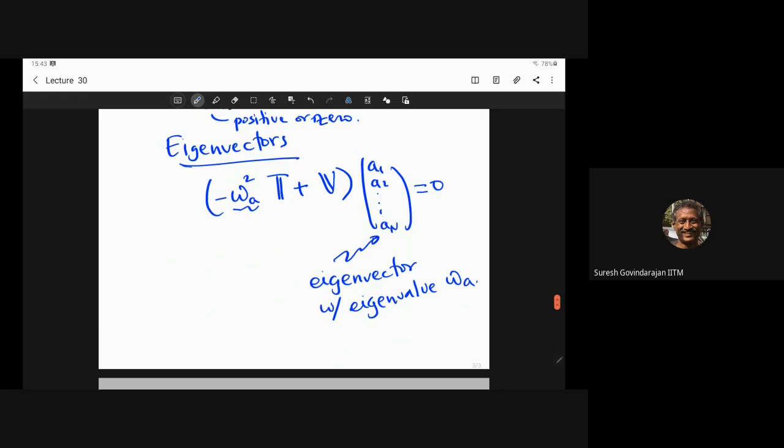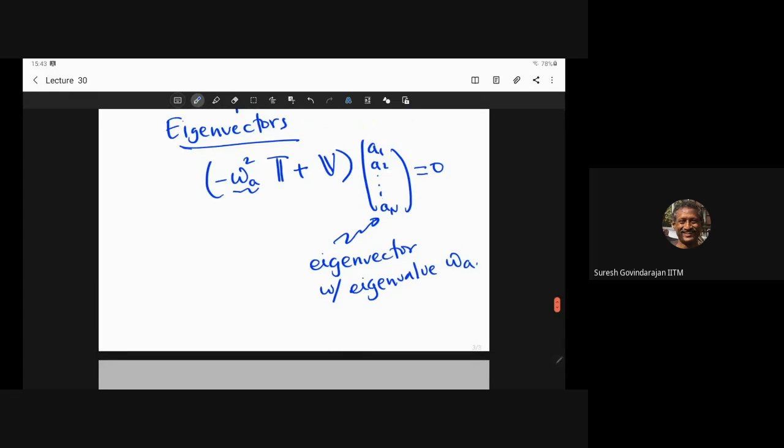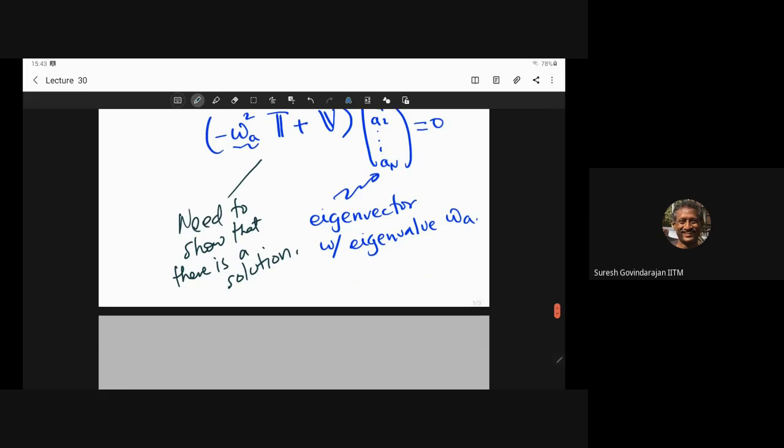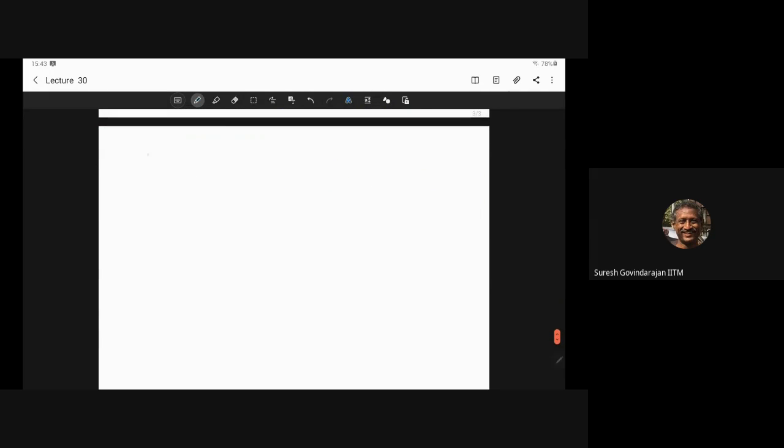Okay, so this is what we wanted to prove, and what we need to show is that there is a solution. So the way to do this, life would have been easy, trivially true, if T was proportional to the identity matrix.